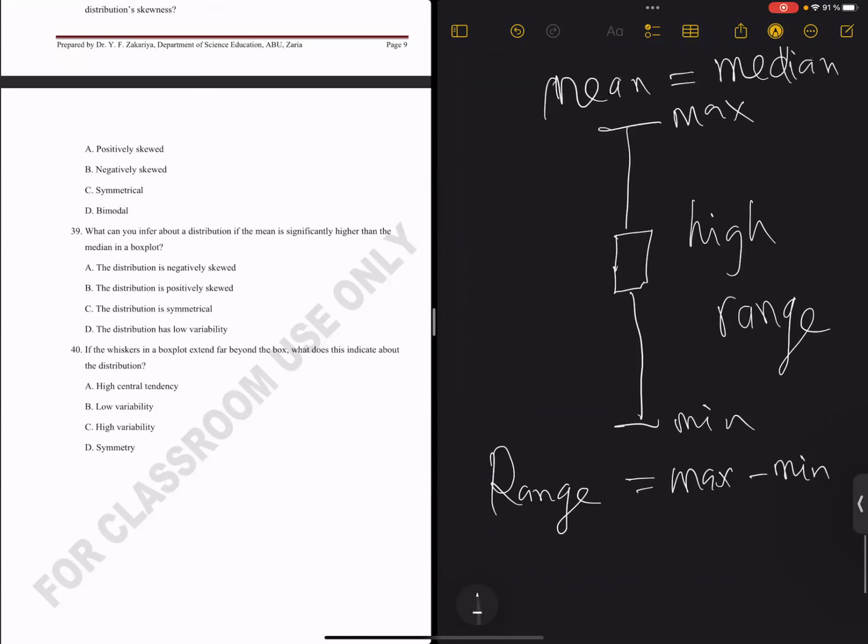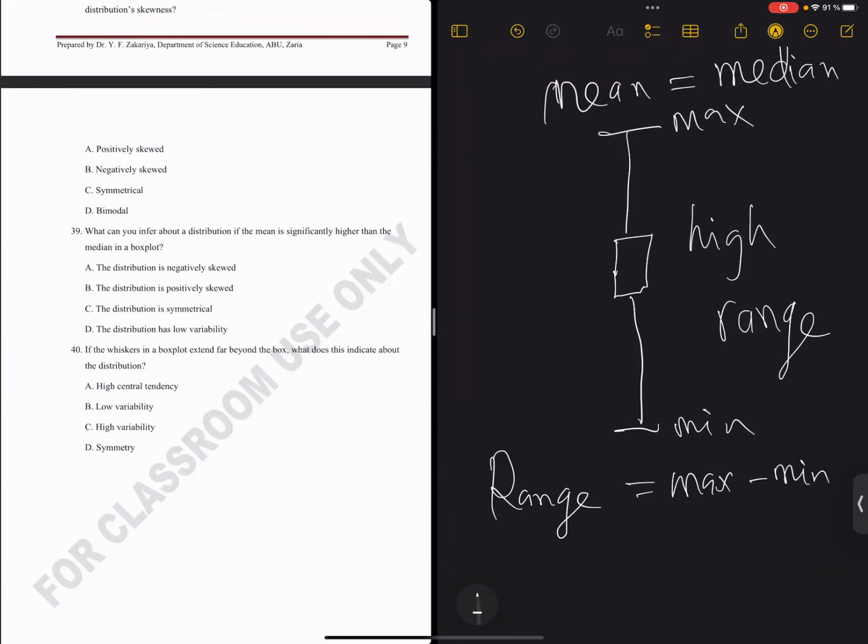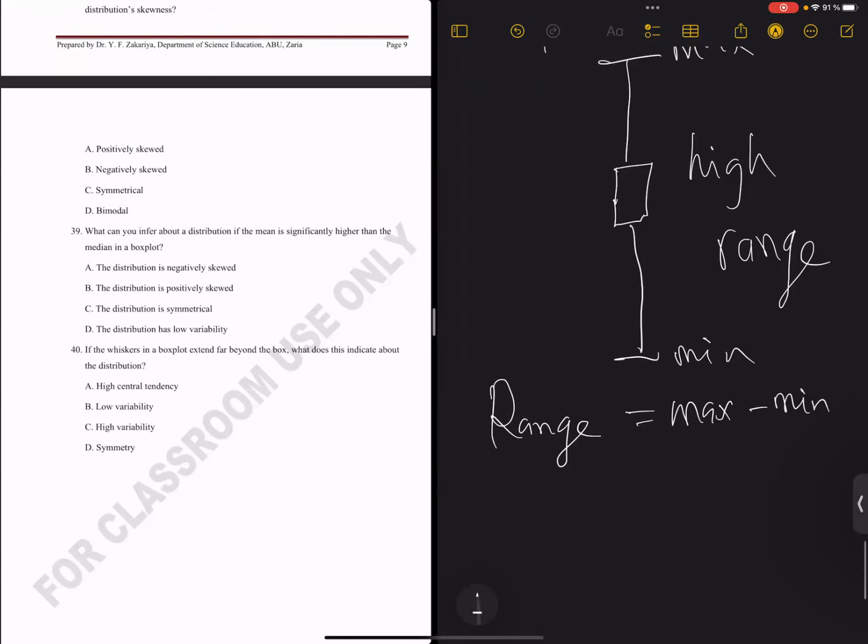I want you to give me the answer like this. This one now, you should be saying it without any hesitation. If the range is high, what does that tell you about the spread of your data set? Low variability or high variability? Low or high? It's supposed to be high, sir.